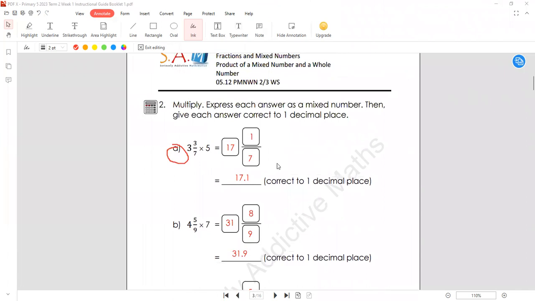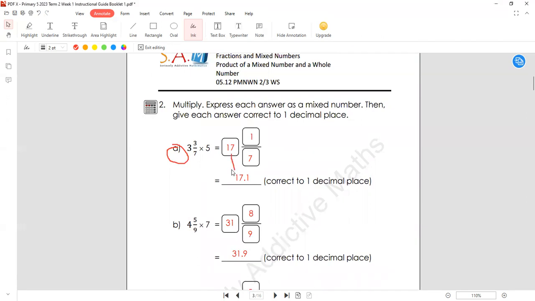Then we do another question on page 3, 2A. This one is about correcting to one decimal. Same thing, they can use a scientific calculator. If they don't have one, then they have to convert into a mixed number first, and then after that, get a fraction.